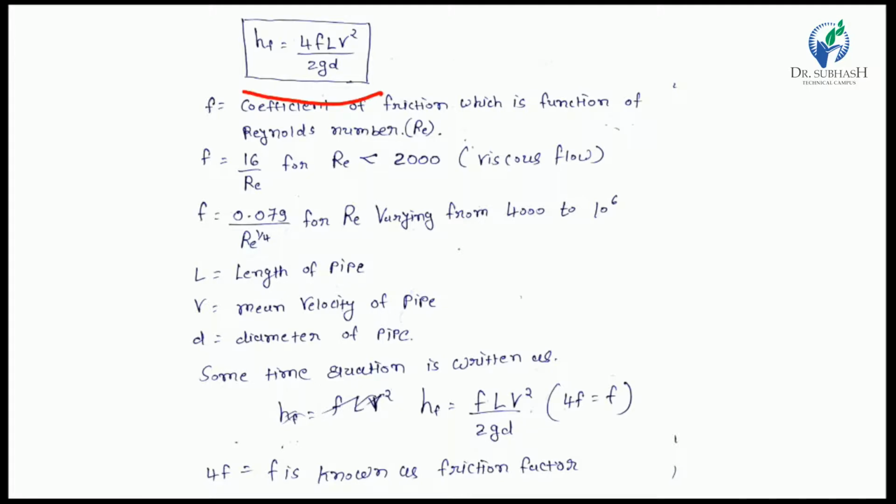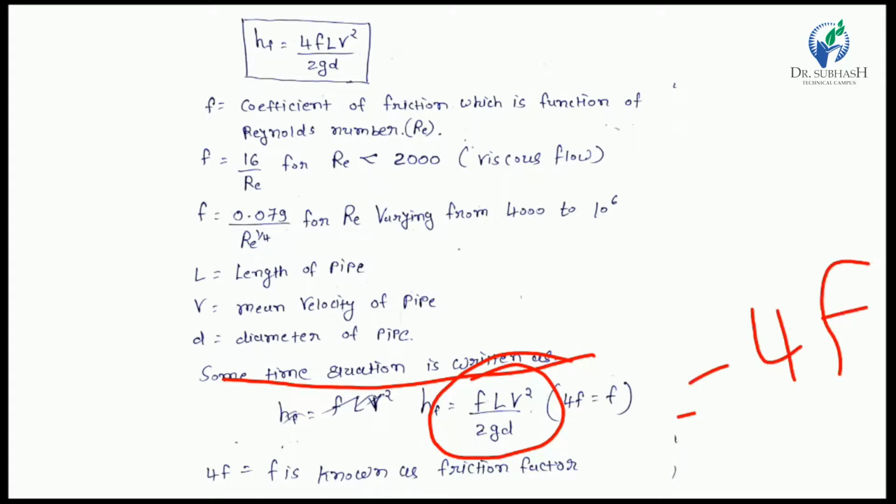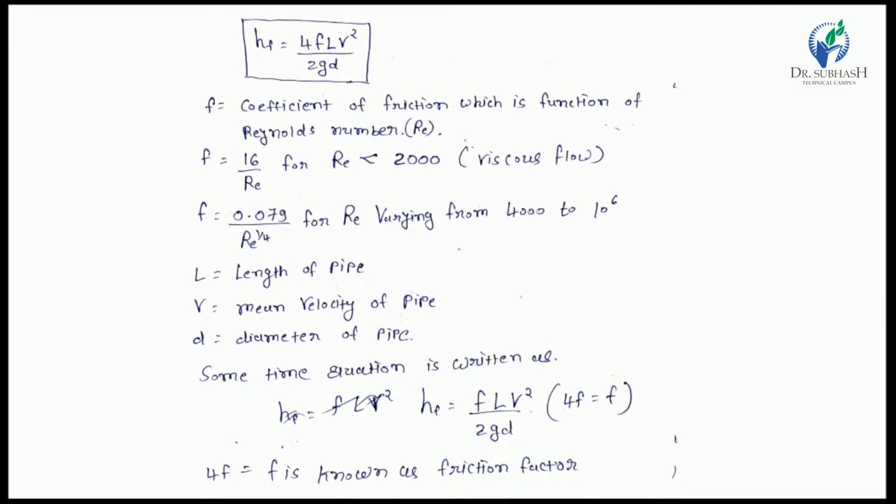L is the length of the pipe in this equation. V is the mean velocity of the fluid in the pipe. D is the diameter of the pipe. Sometimes the equation is written as HF is equal to f L V square upon 2 g d, where f is equal to 4f. Here the written f is known as the frictional factor or friction factor. I hope you understand the Darcy-Weisbach formula.